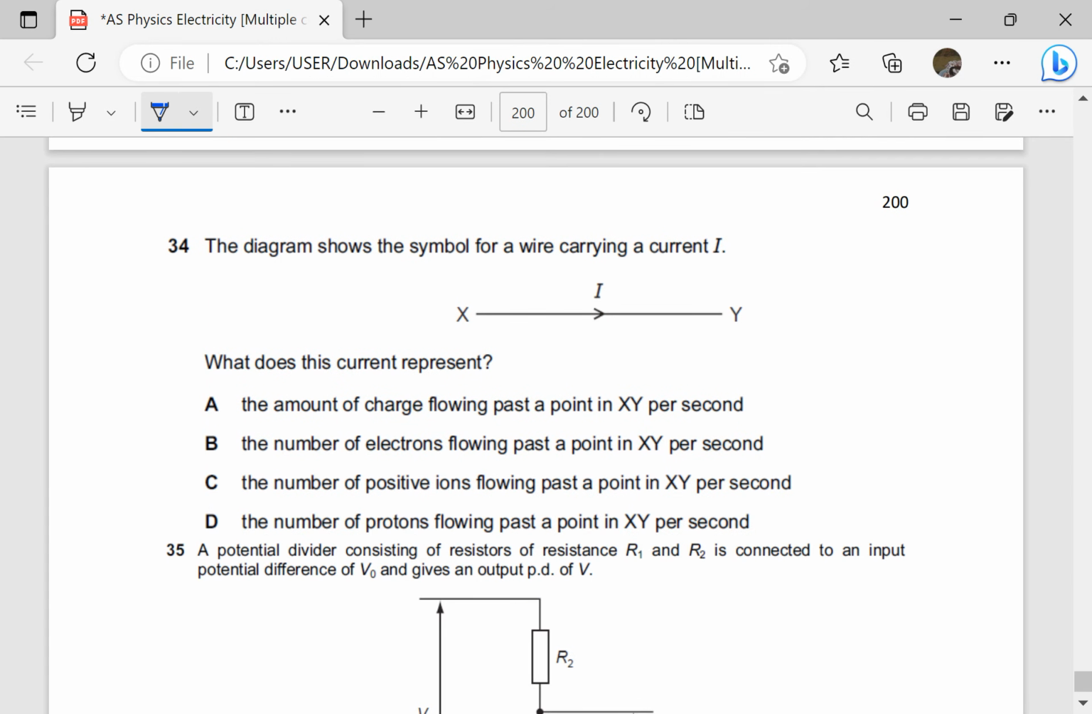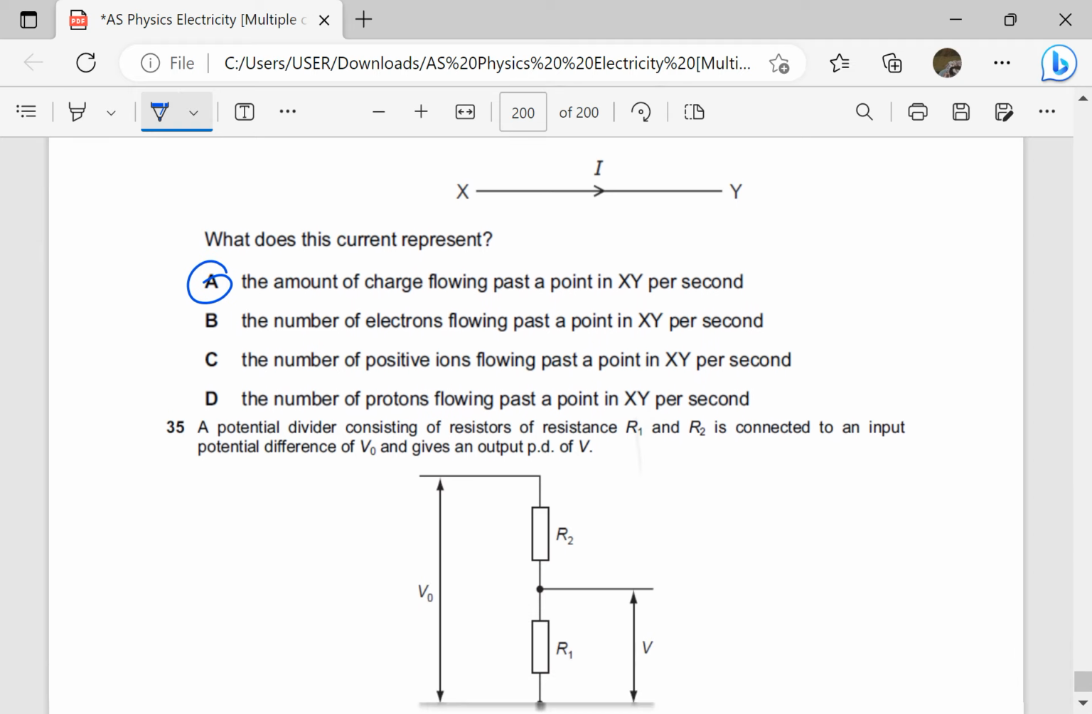The diagram shows the symbol for a wire carrying a current I. What does this current represent? Of course, current is the rate of flow of charge carriers. So what does this current represent? The amount of charge flowing past a point per second. So the answer is going to be A. The number of electrons flowing past a point XY per second. The number of positive ions flowing past a point per second. The number of protons. So the answer is charge flowing past a point per second. So the answer is A.